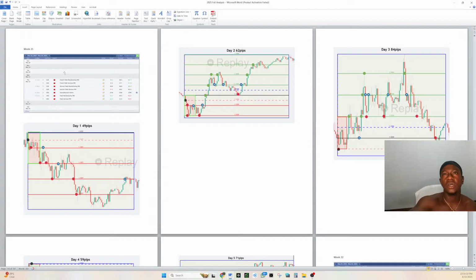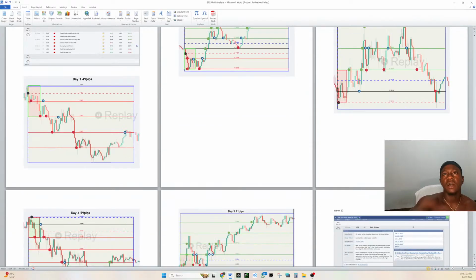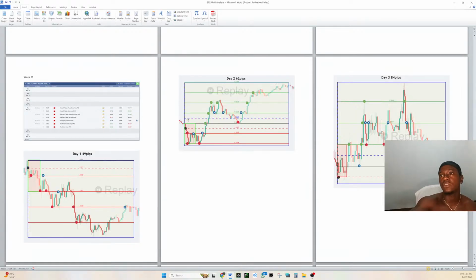Week 21 is going to be news only on Thursday. Sell stop 1-to-1. Continuation. I probably got stopped out over here. Okay, and then we will have day 2, which is going to be sell stop 1-to-1, winning reversal.